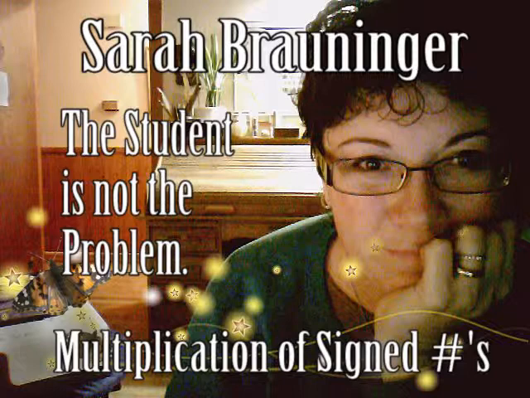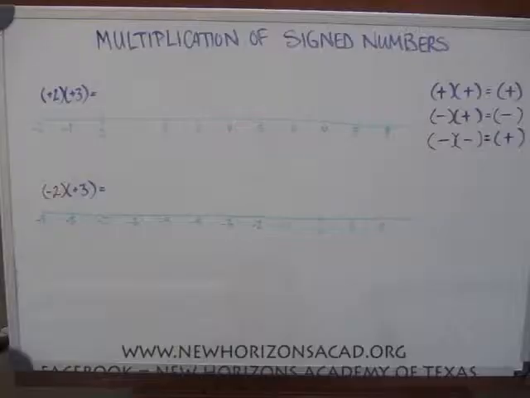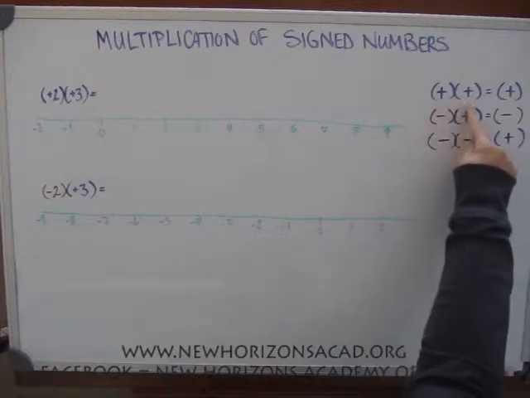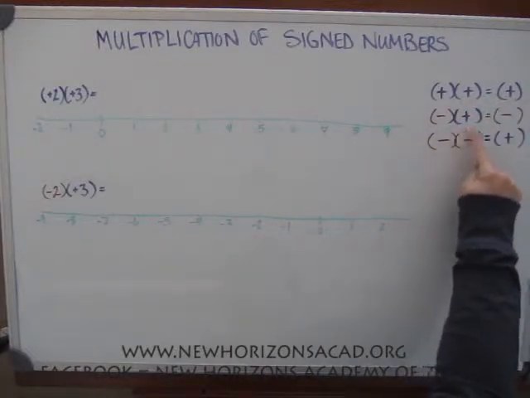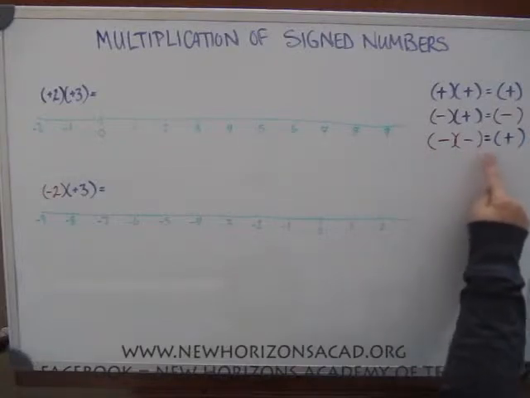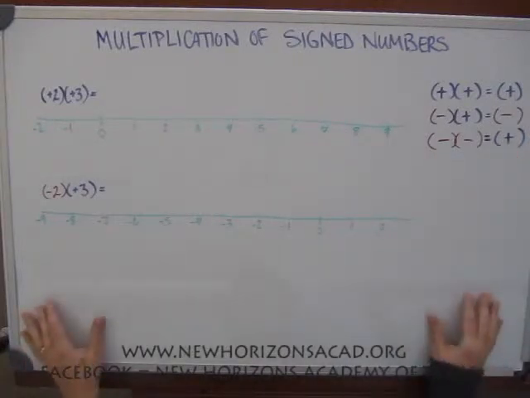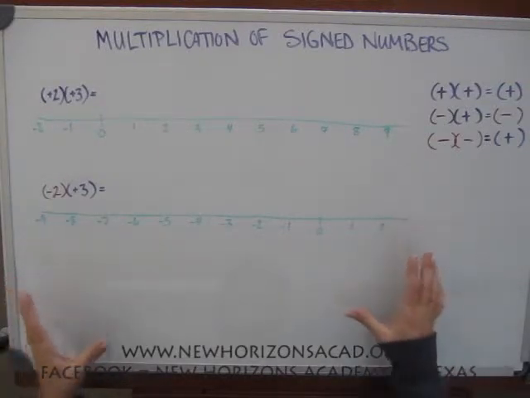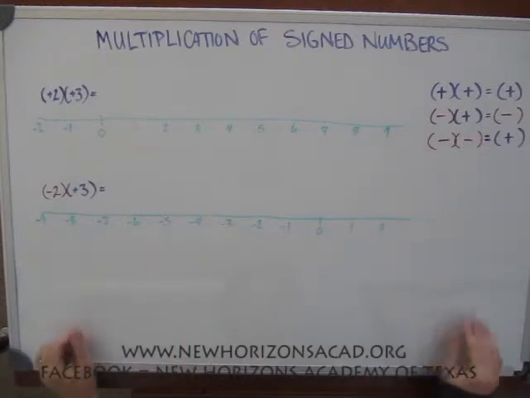This video is on multiplication of signed numbers. Math books have you memorize these rules. Positive times positive is a positive, negative times positive is a negative, negative times negative is a positive. And you will use these rules so often you will have them memorized. But I'm going to try to give you a demo that can go with the rules.